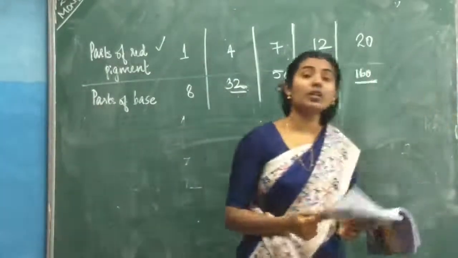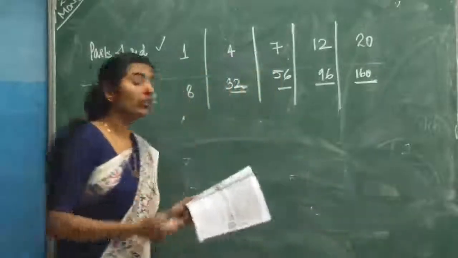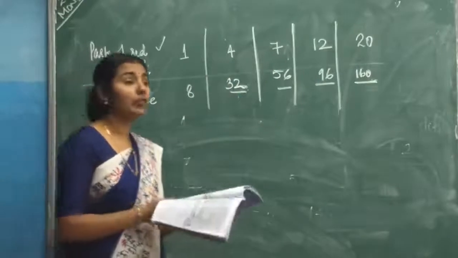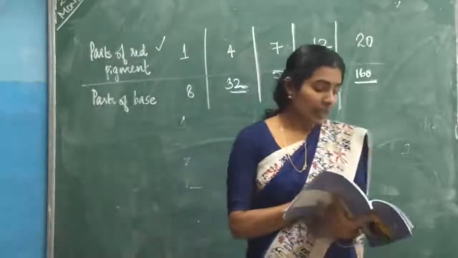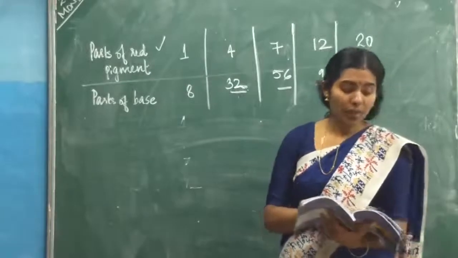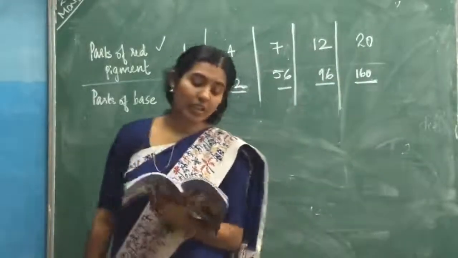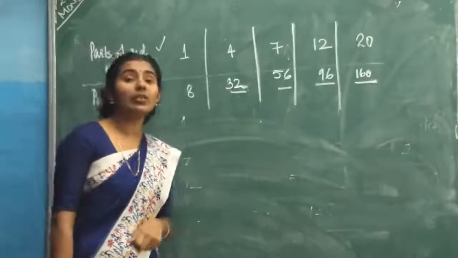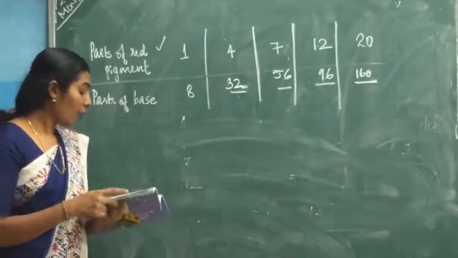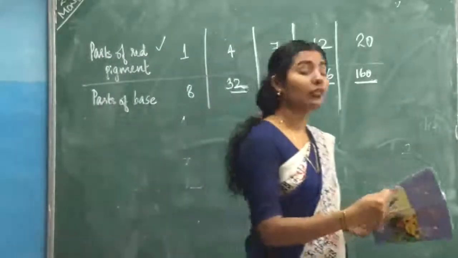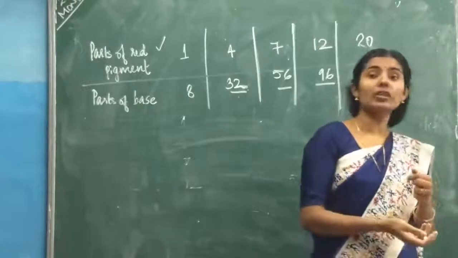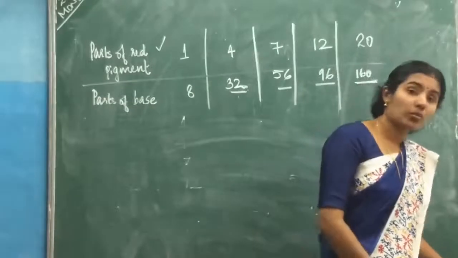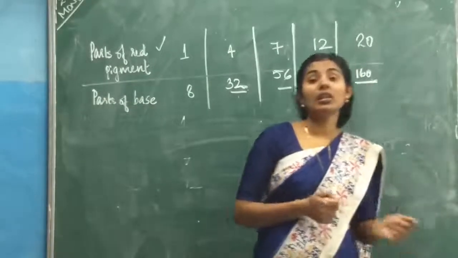Now the continuation of the question. By the above question, if one part of red pigment requires 75 milliliters of base, then how much red pigment should be mixed with 1800 milliliters of base? So from this above question, what they have given is for one part of red pigment, 75 milliliters of base they are using. So for 1800 milliliters of base, how much red pigment will they use?